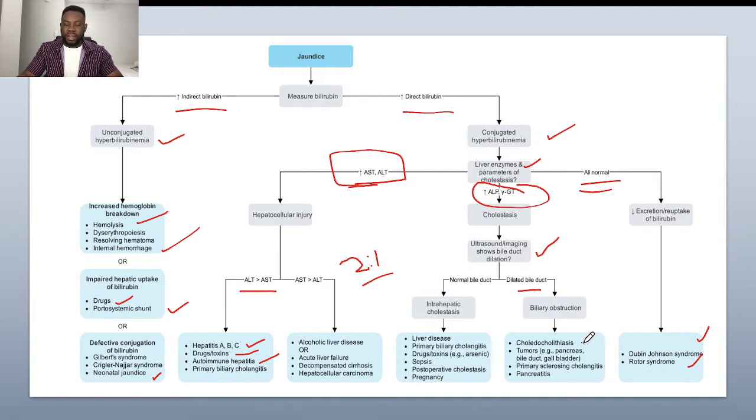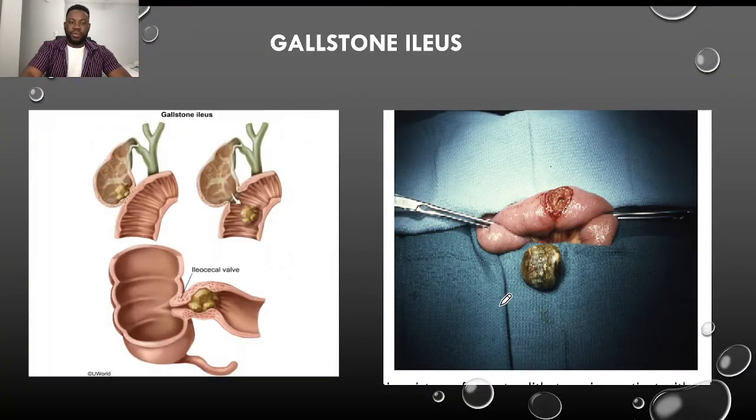So we have things like cholelithiasis, that's a stone. It can be a tumor from the head of the pancreas, or also primary sclerosing cholangitis causing strictures inside the bile duct. If you do the ultrasound and there is no dilatation, then it's most likely an intrahepatic cholestasis. So that could be a liver disease, primary biliary cholangitis, it could be sepsis, or a postoperative cholestasis, or also pregnancy. So this is something that you can take time and then study very well.